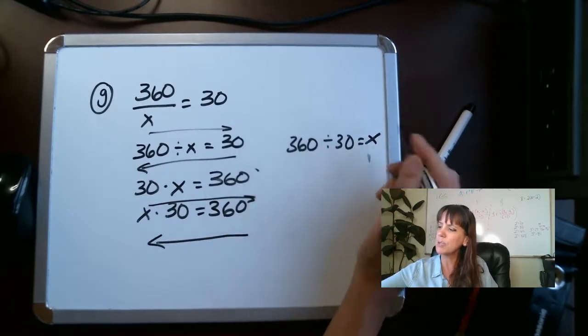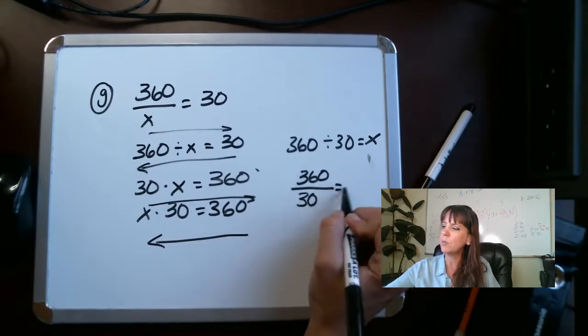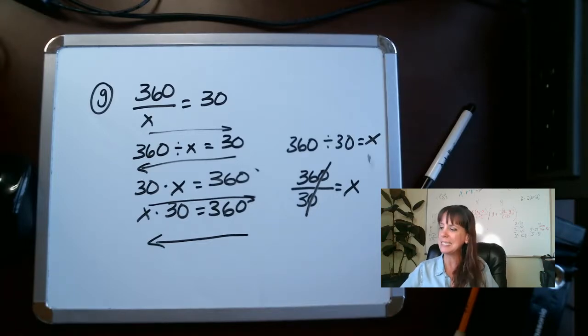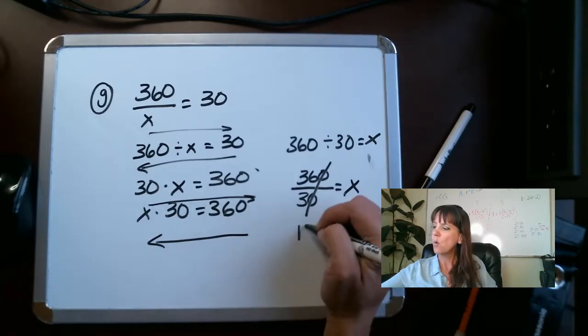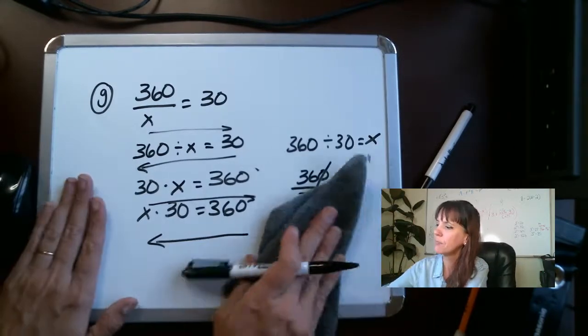Again, I see some zeros on the bottom there, so do this. 360 divided by 30 equals X. Lob those zeros off, and you have 36 divided by 3, 12. 12 equals X.